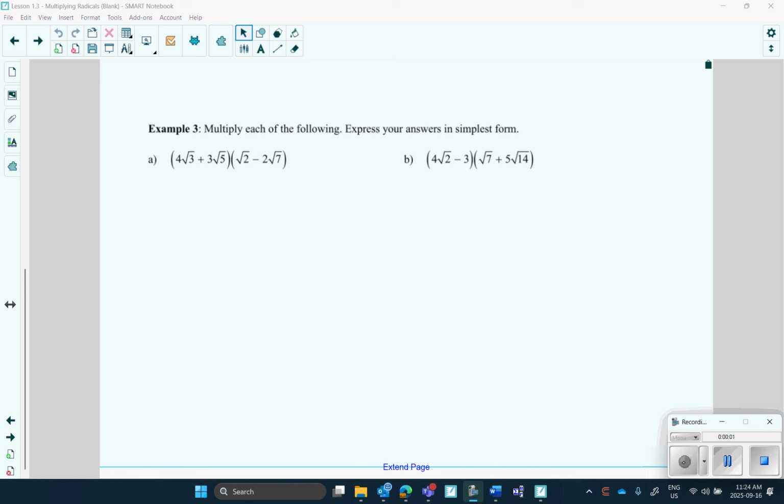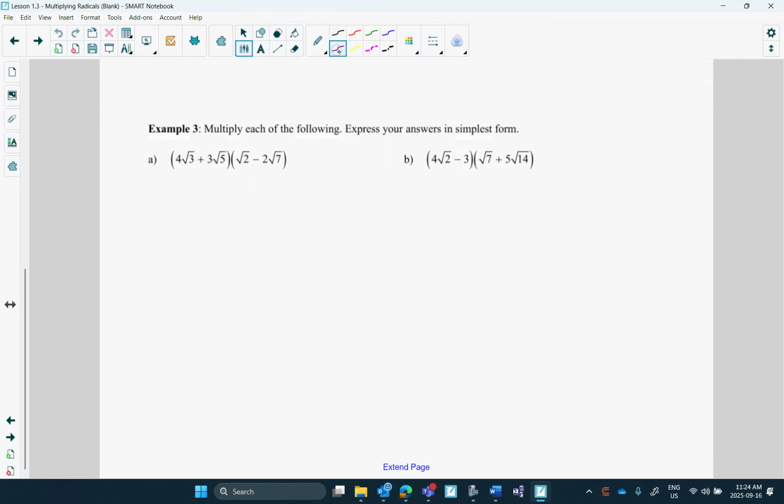So we've been talking about multiplying radicals. We multiplied a single radical by a single radical. We multiplied a single radical by a couple of radicals. And now we're looking at these. How many multiplications do you think you're going to have to do? Doesn't this look close to something you already know how to do?